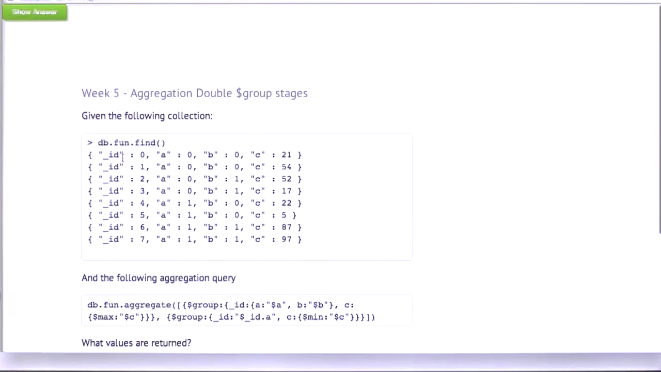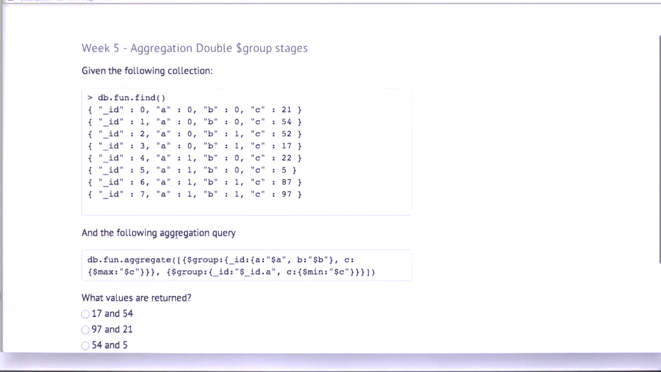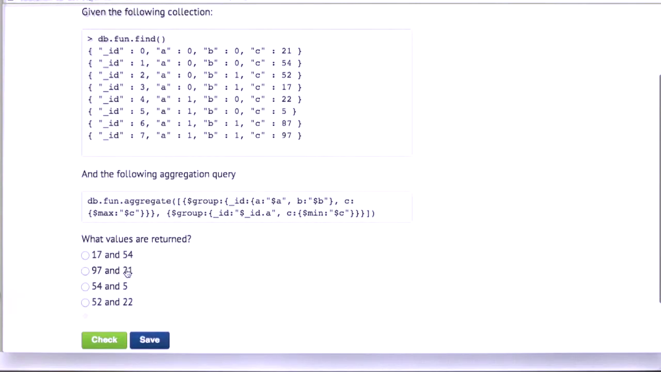Now let's do a quiz. Given the following collection, and I've just created this collection with the following documents, and the following aggregation query, which has a double grouping, what values are returned? And I'll go ahead and tell you that there are two values of interest in the final result document.